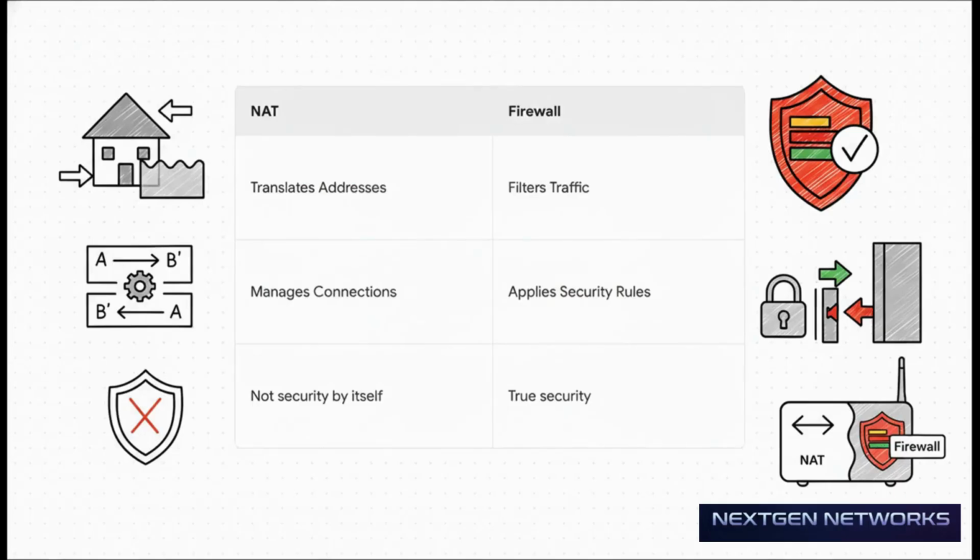Now, it's really important to clear up a common point of confusion. While NAT does give you a nice security benefit, mostly by blocking random unsolicited traffic from the internet, it is not a firewall. A firewall is a dedicated security tool that actively filters traffic based on a set of rules. NAT just translates addresses. Now, most home routers do both jobs, but they are fundamentally different things.